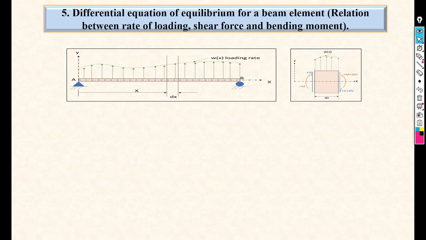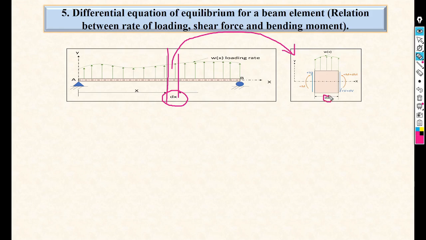Whatever loading is there, if any beam is subjected to a loading, we take a small section. Mathematically, we consider one small element and we take the differential equation on that small element. The same thing we are doing over here. We have considered one beam and just consider this dx as a small element, and we can see this type of behavior in the small element.